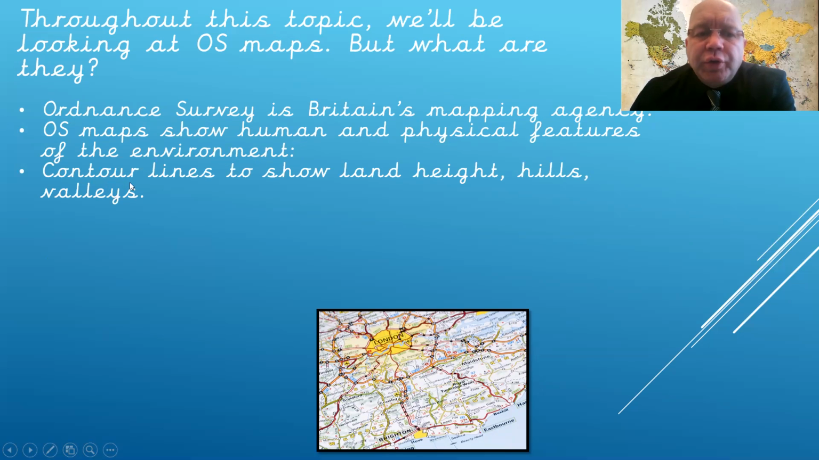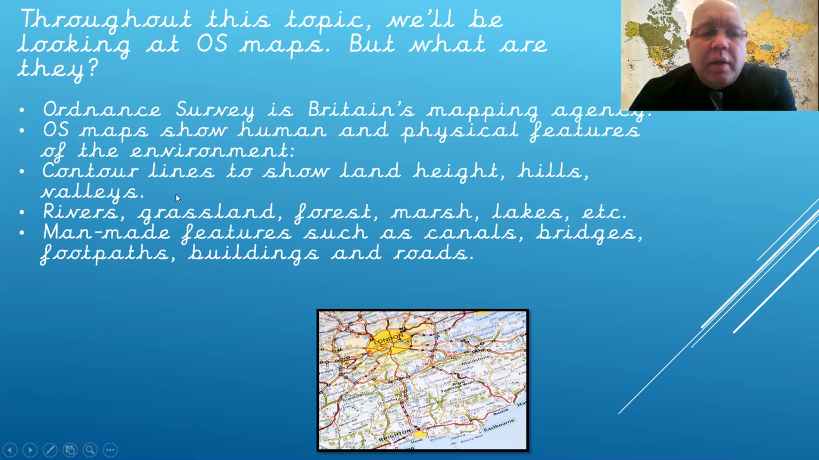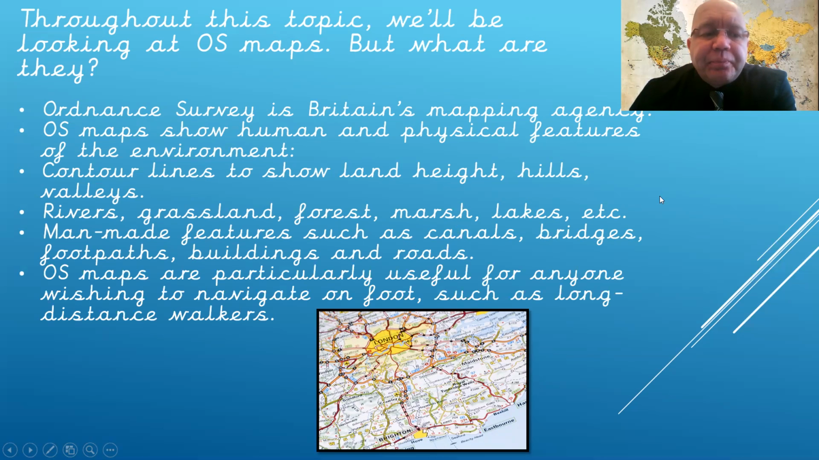They also include contour lines. Now, these lines show the height of the land above sea level, so we can see where there are hills, mountains, slopes, valleys, and so on. Okay? They include rivers, grasslands, forests, marsh, lakes, so all sorts of physical features, so what the environment is actually like. They also include man-made features, canals, which is a man-made river, bridges, footpaths, buildings, roads, and so on.